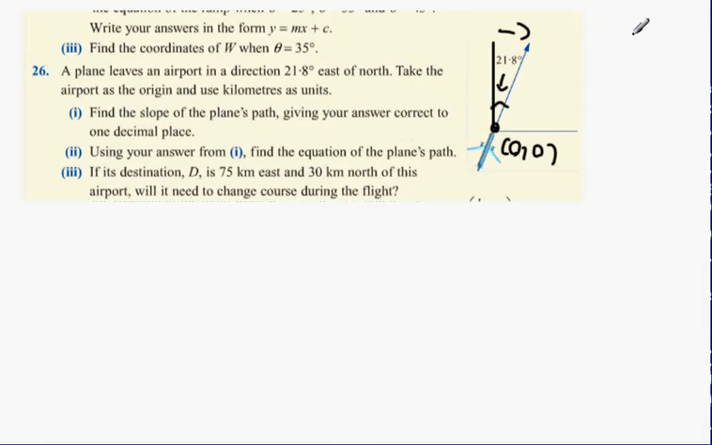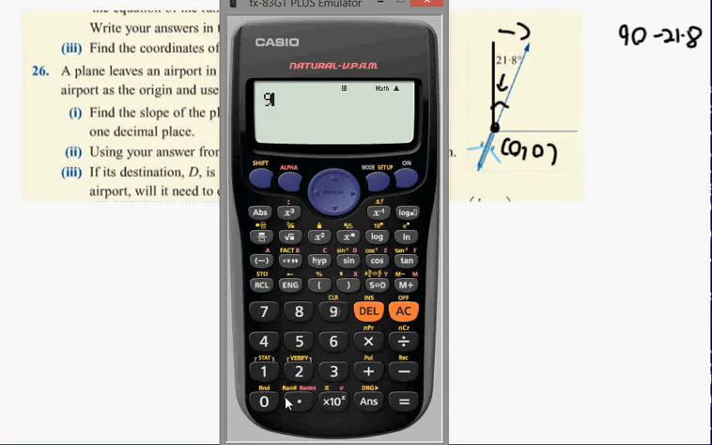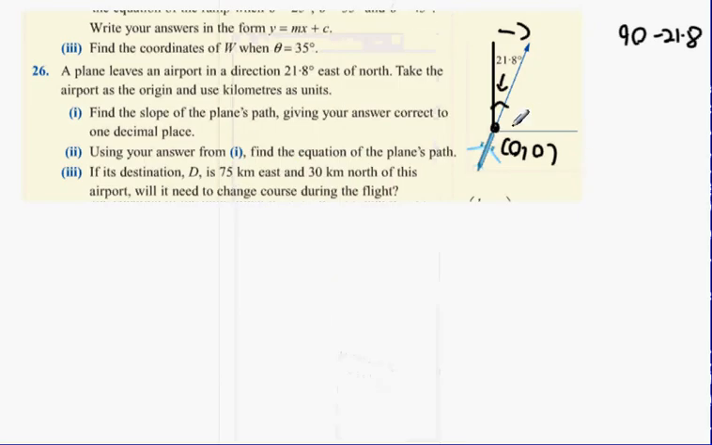Well, this is 90, what's 90 minus 21.8? Can anybody tell me? Probably best leave it to the calculator. 78.2, you said 68.2? Okay, so lads, why did I do that? Because east and north are at 90 degrees to each other, which means it has to be 68.2.